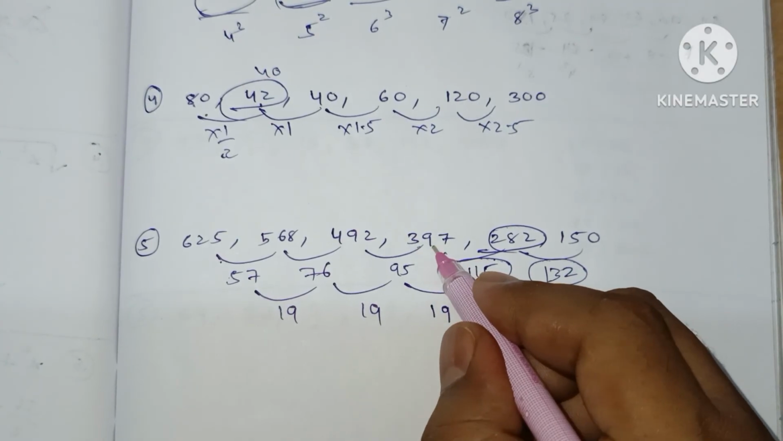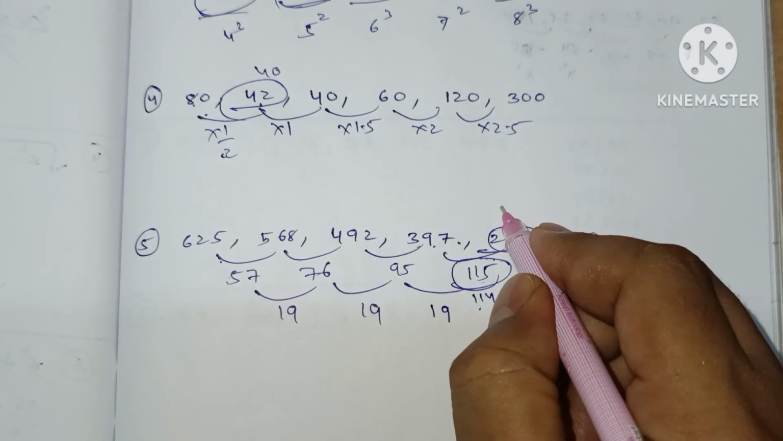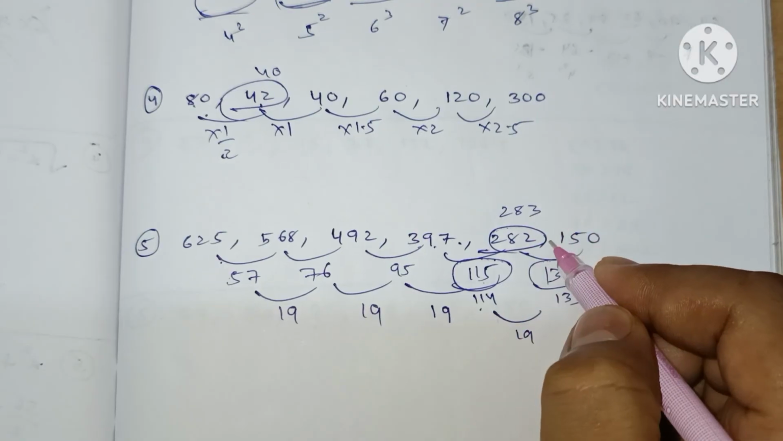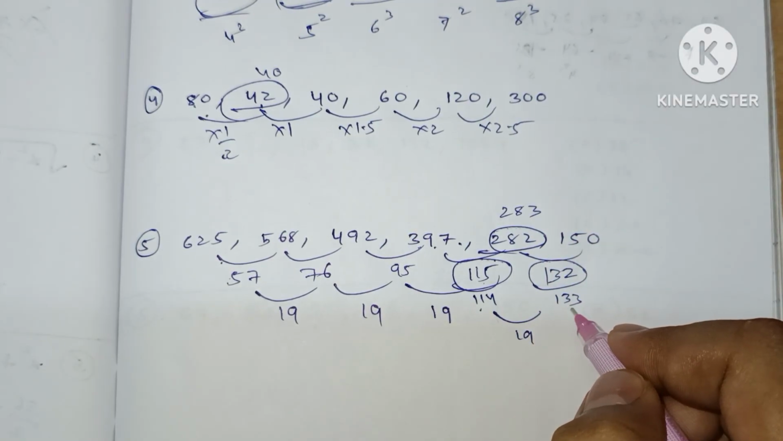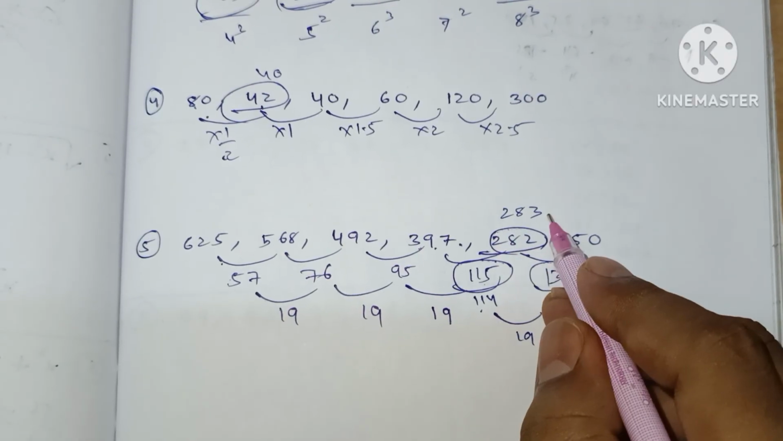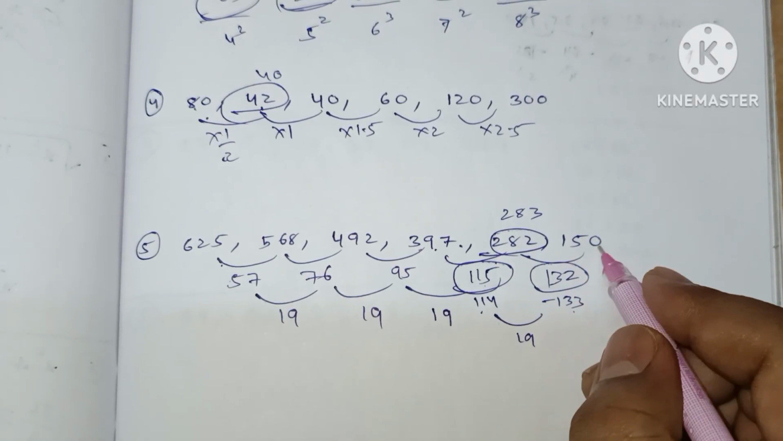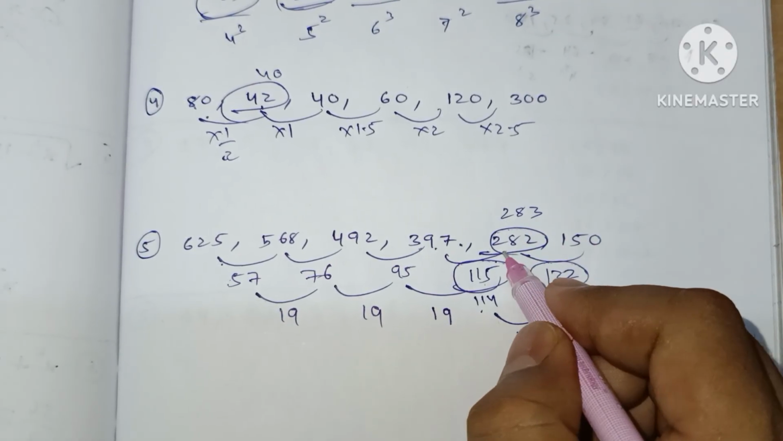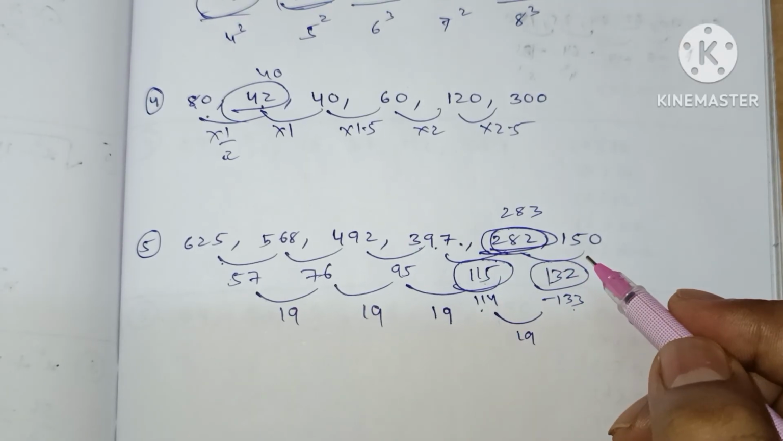Let's see. 397 plus 114 will be 283. 283 plus 1. Wait a second. So 283 minus 133 will be 150. So our answer, our wrong number is 282.